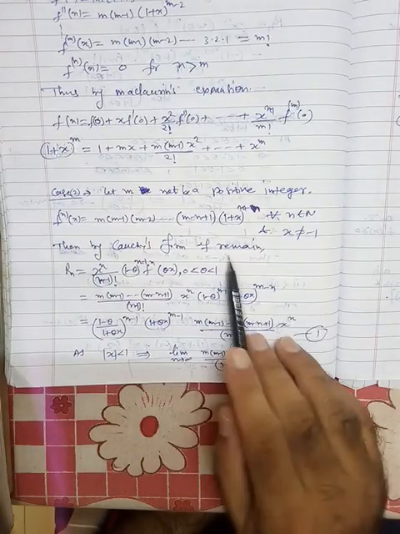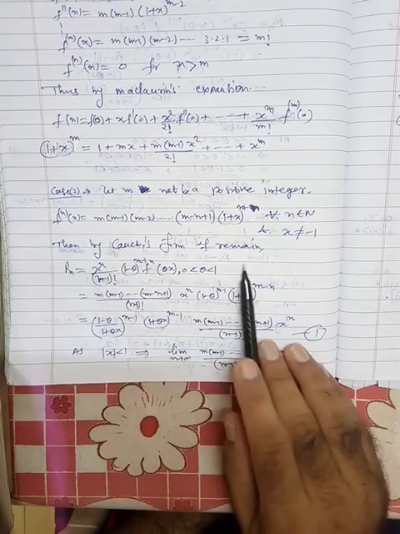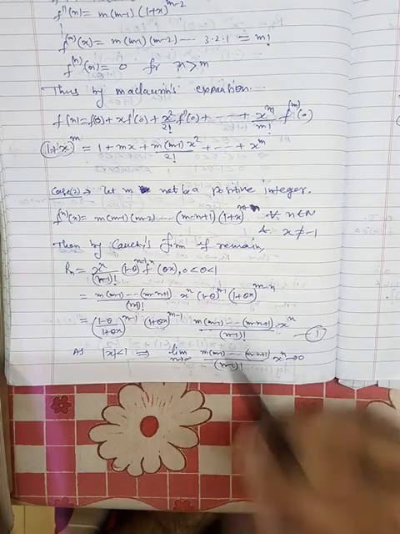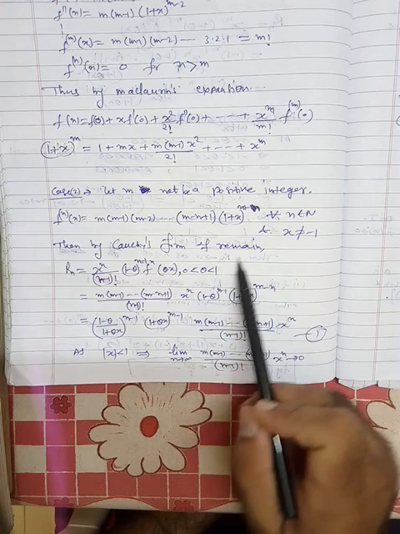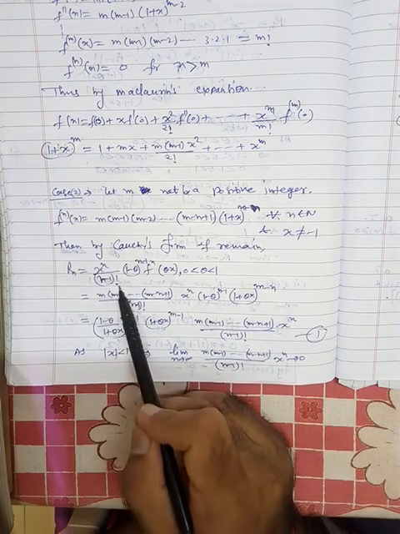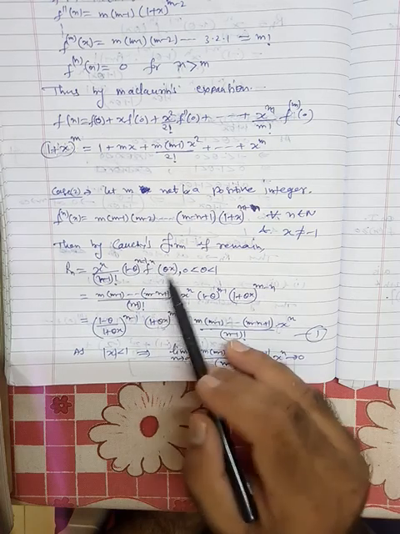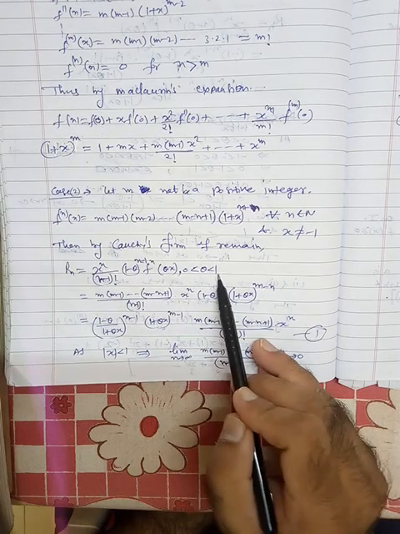Okay, so now then by Cauchy's form of remainder, if you apply Lagrange's form of remainder, then again you are not able to get any conclusion. So that's why Cauchy form of remainder is used. So Rn is x raised to the power n divided by n minus 1 factorial, 1 minus theta raised to the power n minus 1, nth order derivative at theta x, where theta is in between 0 and 1.